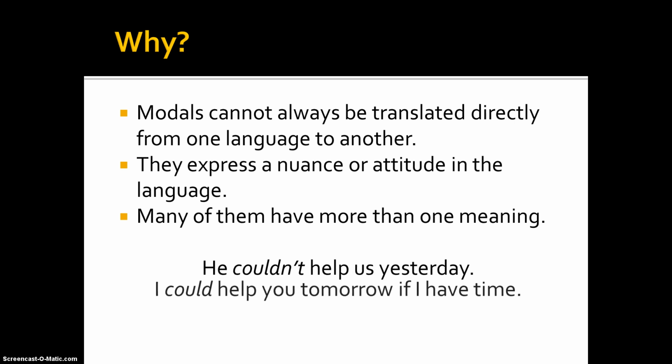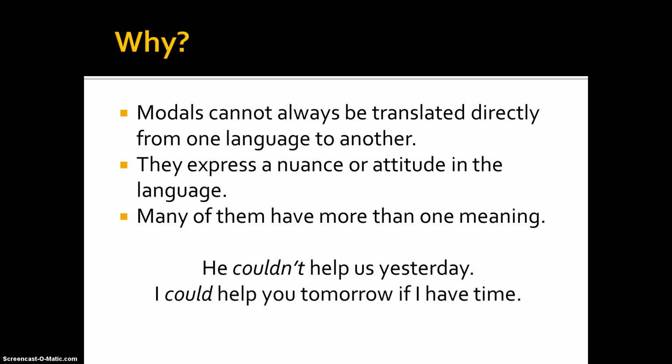He couldn't help us yesterday. I could help you tomorrow if I have time. And this one couldn't: he couldn't help us yesterday. It's the past of can, which means he did not have the ability to help us yesterday. In this one, I could help you tomorrow if I have time. It's almost a conditional sentence in this case, or a possibility.